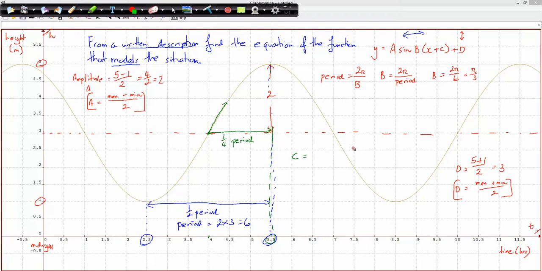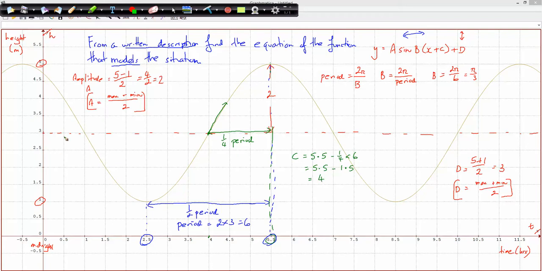Let me just redo that. So 5.5 minus a quarter of the period. What's a quarter of 6? Well, it's 6 over 4. That's the same as 3 over 2, which is the same as 1.5. So sure enough, if I calculate that, that is going to be equal to 4.